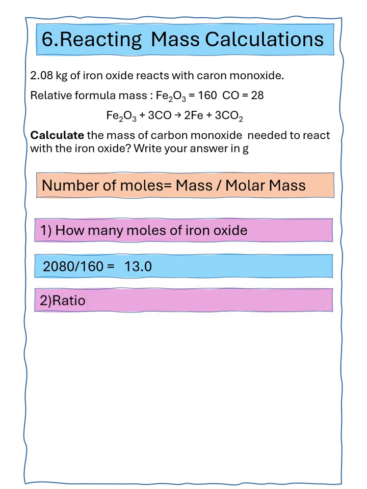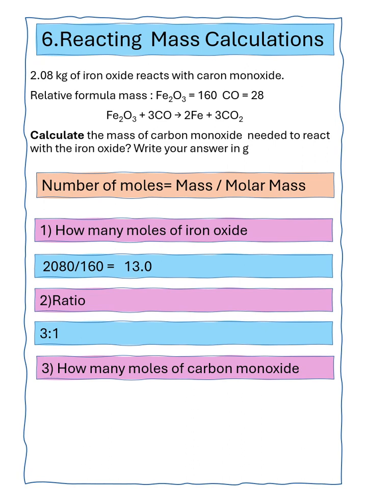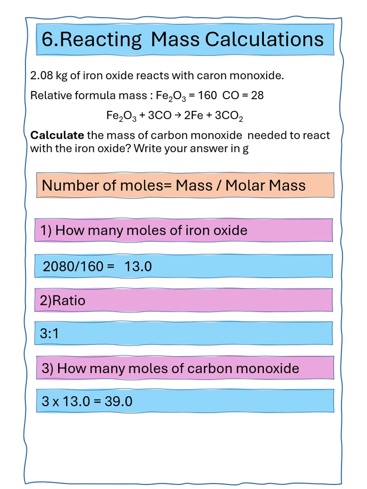Second thing we've got to do is look at the ratio. So using the equation, we can see the ratio. We're going to react 3 lots of carbon monoxide to every 1 lot of iron oxide. So the ratio is 3 to 1. So we can use that to work out the number of moles of carbon monoxide in the calculation. It's 3 times 13, which is 39 moles of carbon monoxide.